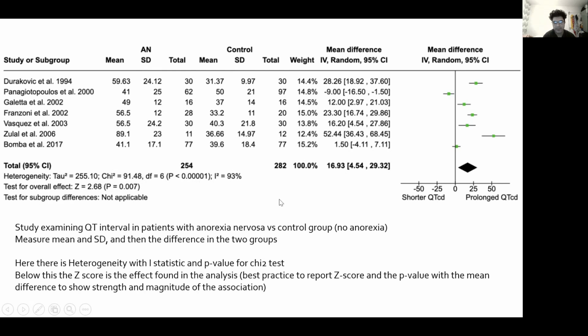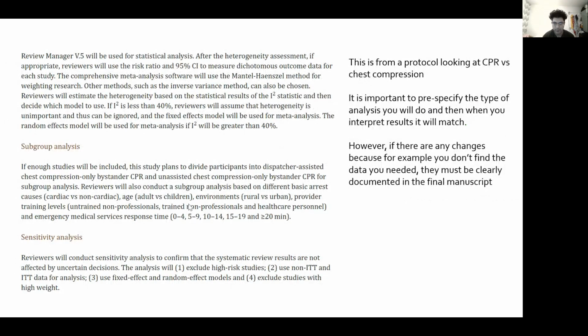And I know it sometimes can feel a bit counterintuitive because it's already in the figure, but the text of your results needs to reflect that as well. I'm going to show you an example from a protocol so that I can specify that this is stuff that you need to think about beforehand and you need to cover within your analysis.